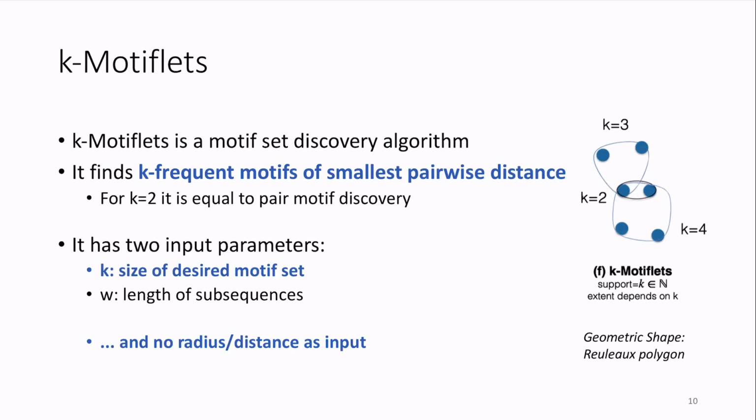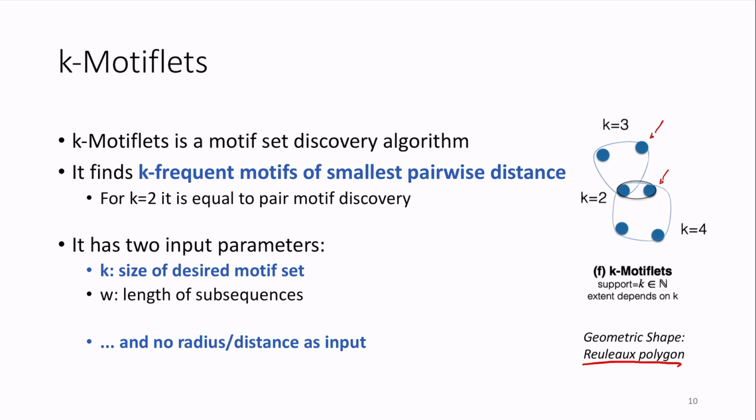This comes to our novel algorithm, k-Motiflets. k-Motiflets is a motif set discovery algorithm. It finds k frequent motifs of smallest pairwise distance. For k equal to 2, this is actually equal to the pair motif discovery depicted here on the right. If we move from k equal to 2 to 3, we find the set of 3 time series. If we move to 4, we find the most similar set of 4 time series. This shape is also called Reuleaux polygon.